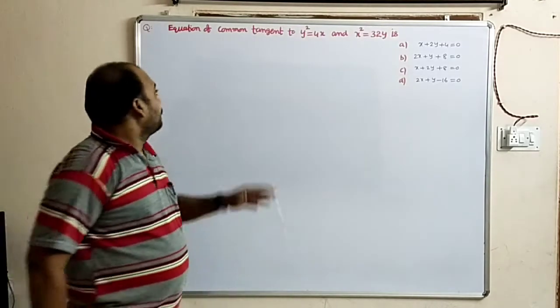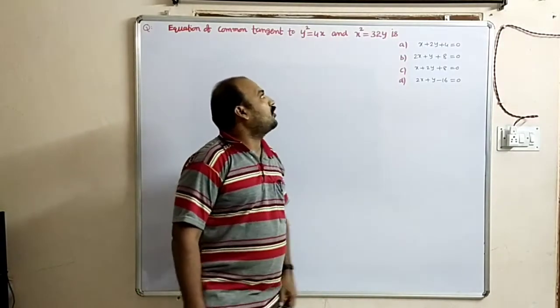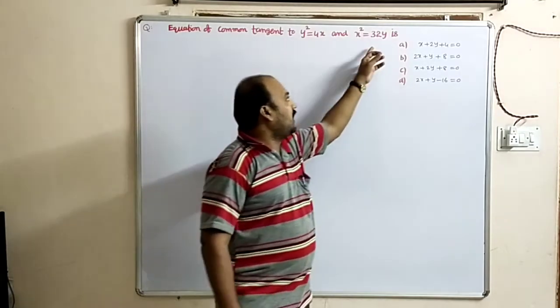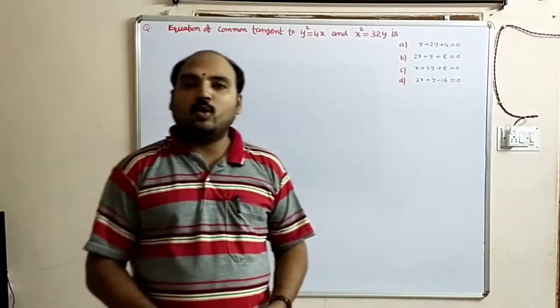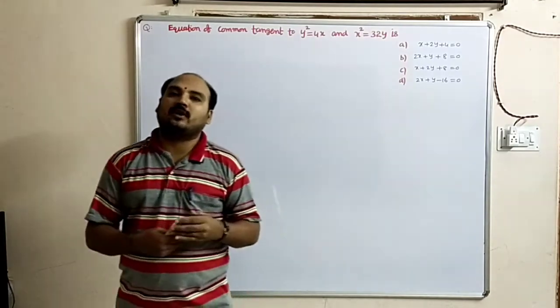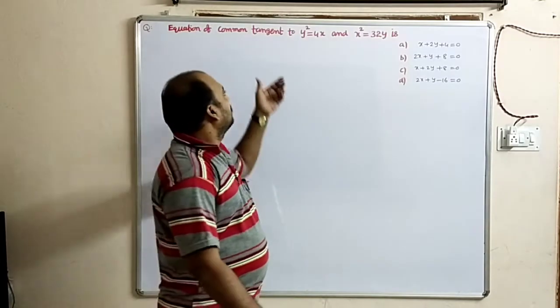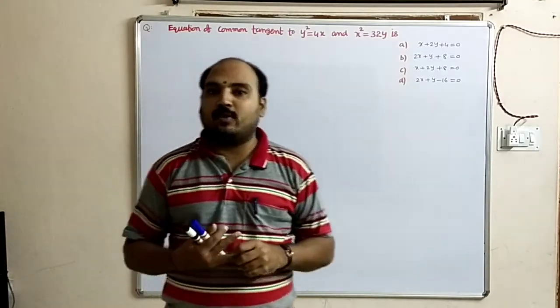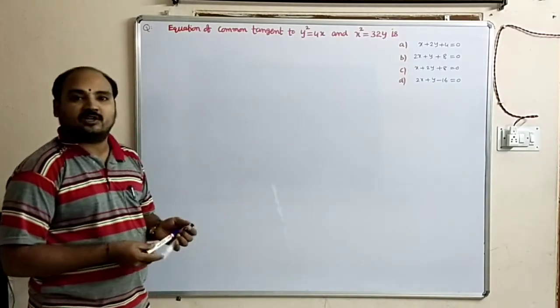The next question. The equation of common tangent to y square equal to 4x and x square equal to 32y is, these are the options. We know one shortcut formula, and in boards also they asked for the equation of common tangent to the parabola y square equal to 4x and x square equal to 4y. Here I am going to write the shortcut formula.